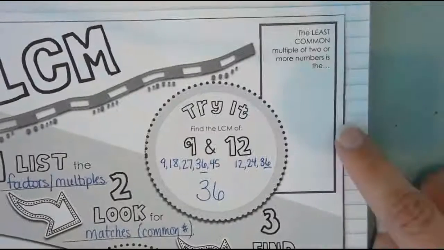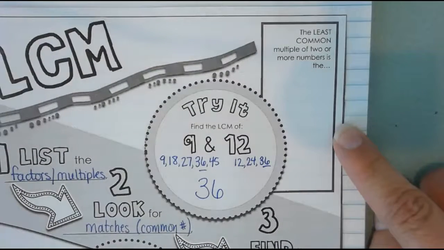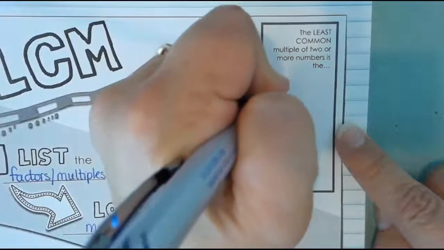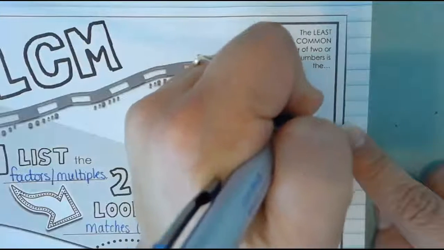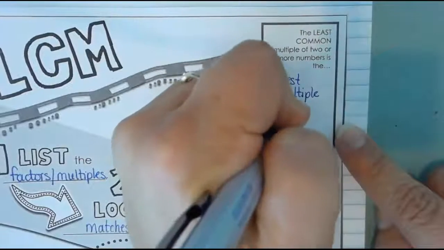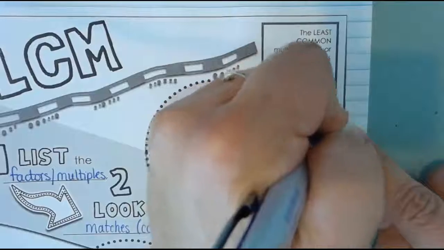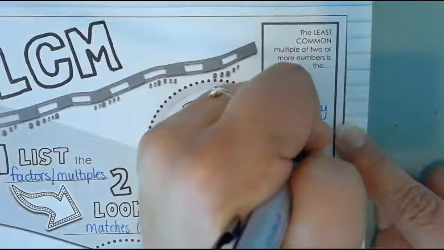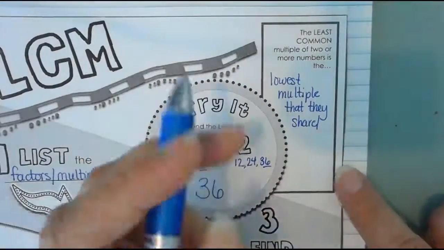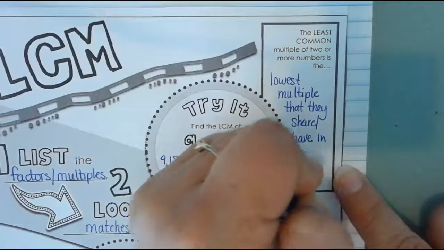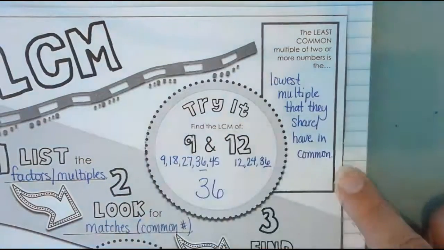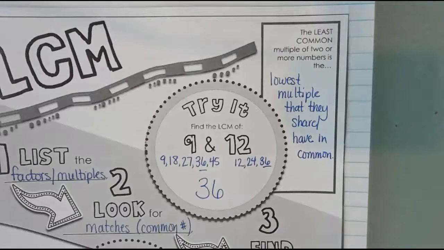36. Now I'm going to jump to this little box right here where it says the least common multiple of 2 or more numbers. We're going to write down the lowest multiple that they share, or that's what the little slash means, have in common. Have in common. Go ahead and write that down. Again, if you need to stop and pause, go ahead and do so as well.